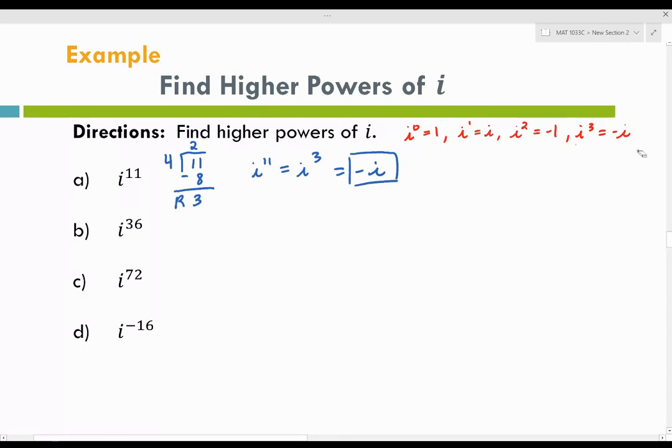Let's look at B. We're going to do the same thing. We take our exponent and divide it by 4. 4 goes into 36 9 times. It goes in there evenly, so when we subtract, we have a remainder of 0. That tells us that i to the 36th power is equivalent to i to the 0 power, which from our list equals 1.